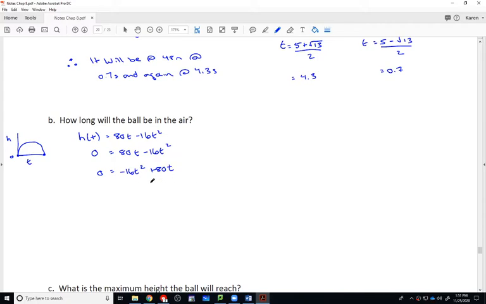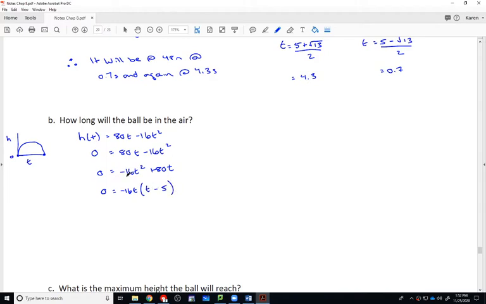And then again, you can solve by factoring, square root method, completing the square, or quadratic formula, and all of these will work. But I hope you notice that this one I could factor. This one, because there isn't that constant on the end, I can just greatest common factor out negative 16t to be left with t minus 5.